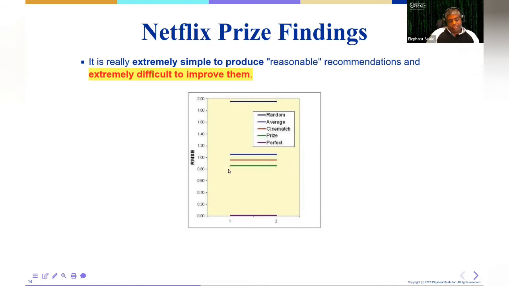So Cinematch, this is the Netflix algorithm, right? They actually had it before the competition. The RMSE is pretty close to 1. And the prize, remember the goal is what? Improve the algorithm by at least 10%, so RMSE reduced by 10%. So this is the prize.